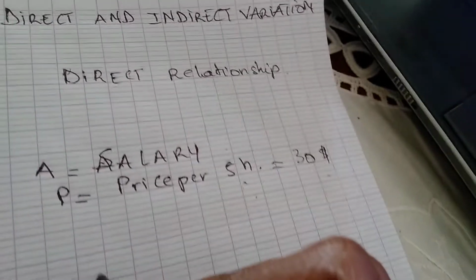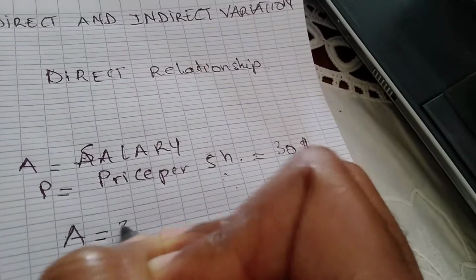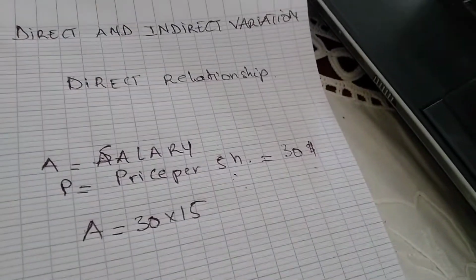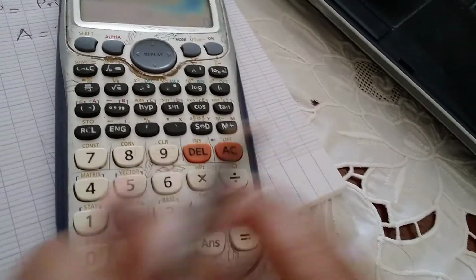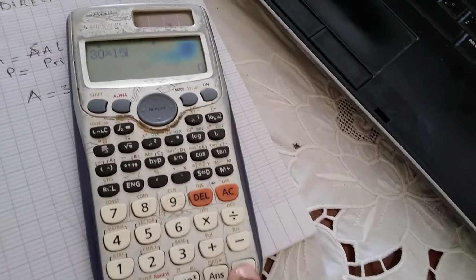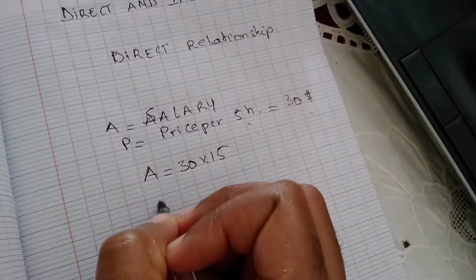So for 15 hours, your amount will now become what? 30 times 15, which I think is 455. I think so. So 30 times 15. Okay, yeah, 455.